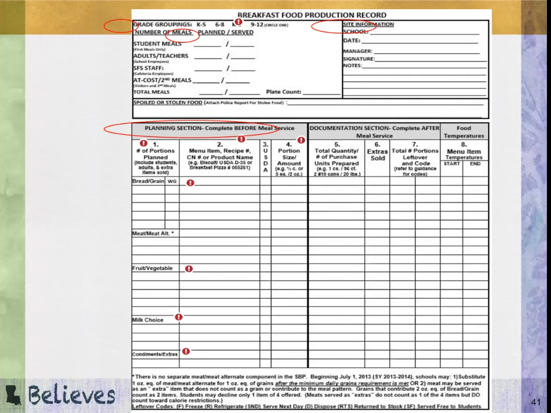As a final note, look at the circled areas. These areas, including the grade grouping, should be completed before meal production and service, while the portions served and documentation section should be completed after meal service. Food temperatures must be taken before and after the meal service takes place. Also, the food production record should be actively in use before and throughout meal service, with final service documentation entered after the meal service is completed.